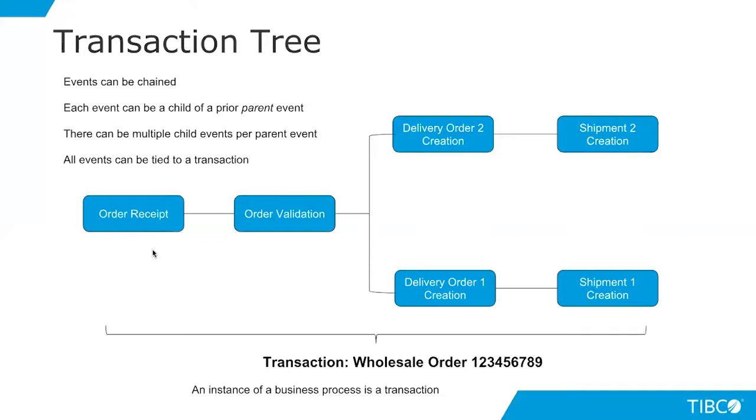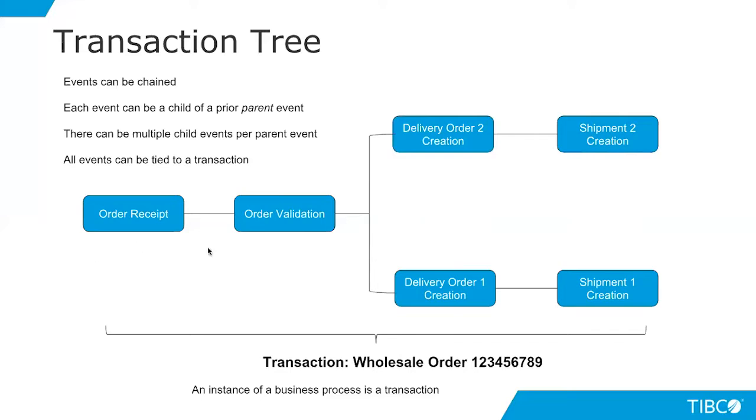Even more sophisticated than that, two audit events, or two instances of audit events, can be chained to a prior audit event. In this particular example, there are two delivery orders that have been created, and they are both tied to the previous order validation audit event.